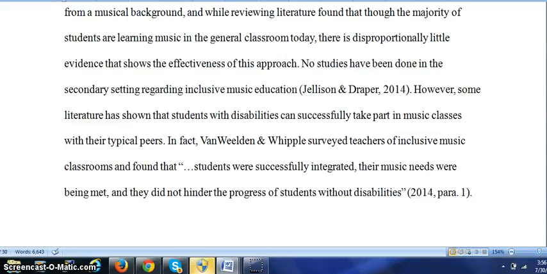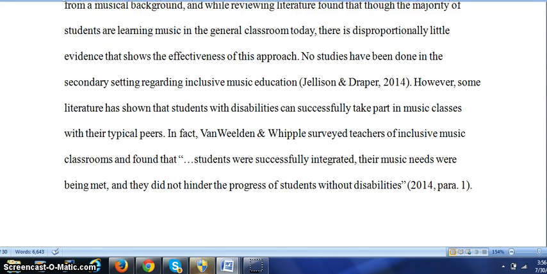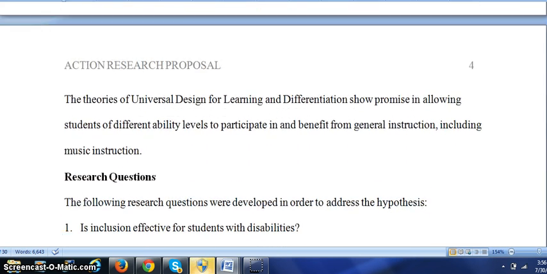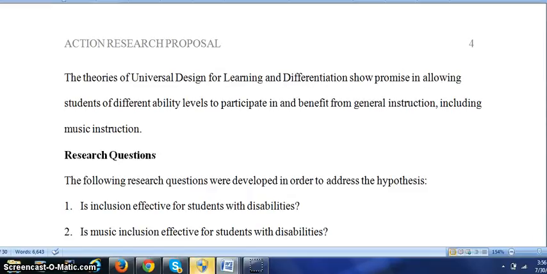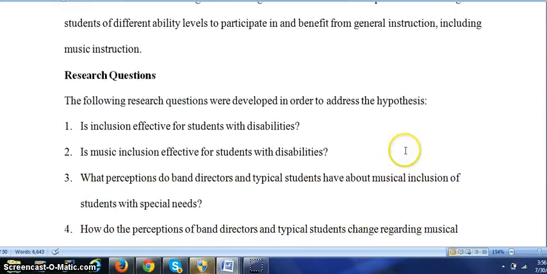Because remember, when people read your papers and your proposals, these are going to be, you know, lay people. This is action research. So you should help them understand your topic here. Help give a background and the importance of it. Why is it important? Why are you looking at this topic? And then your research questions. Now here it says the following research questions were developed in order to address the hypothesis.